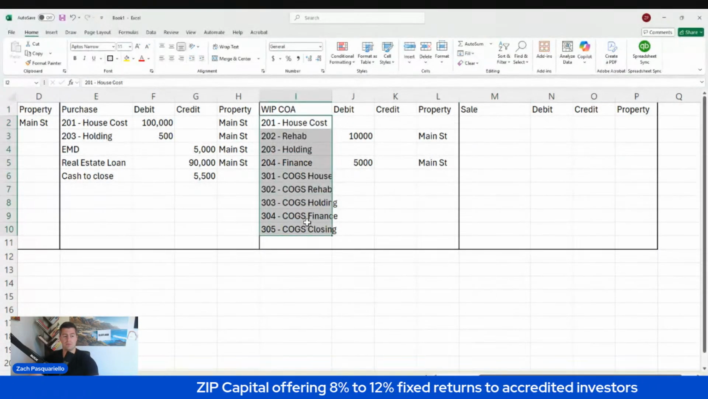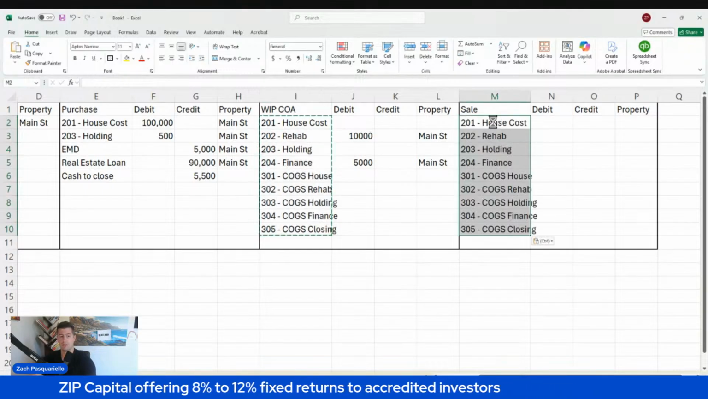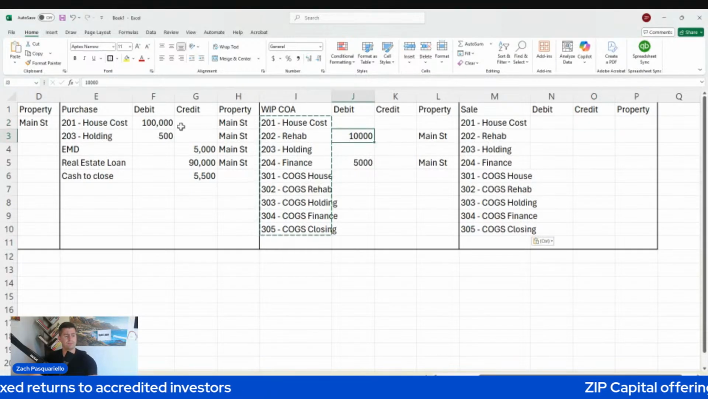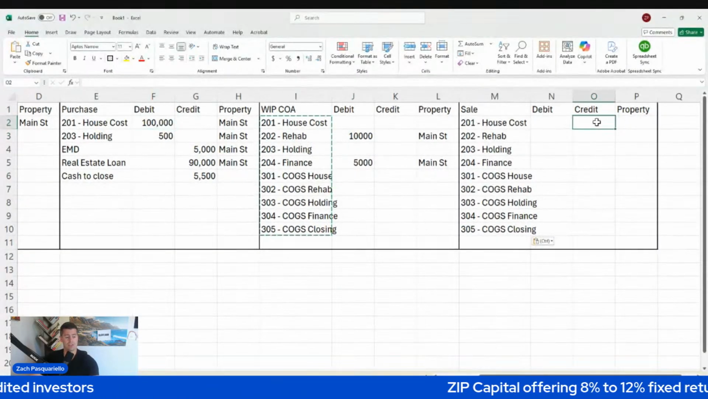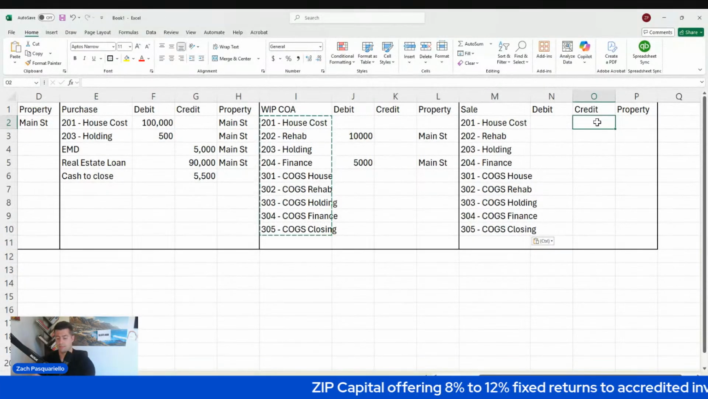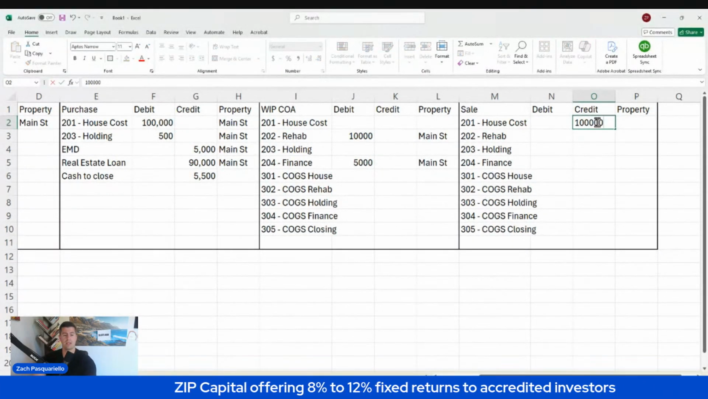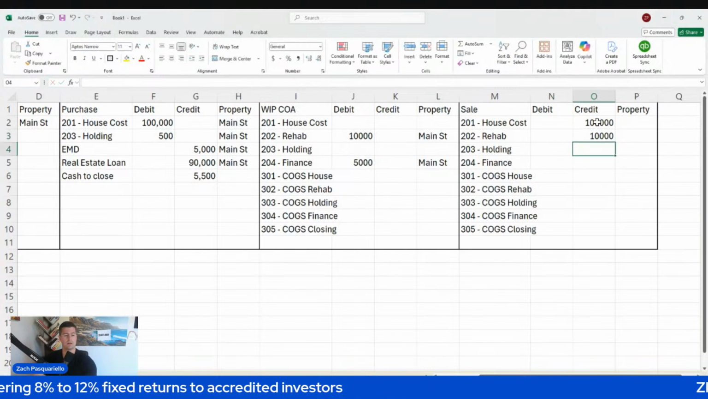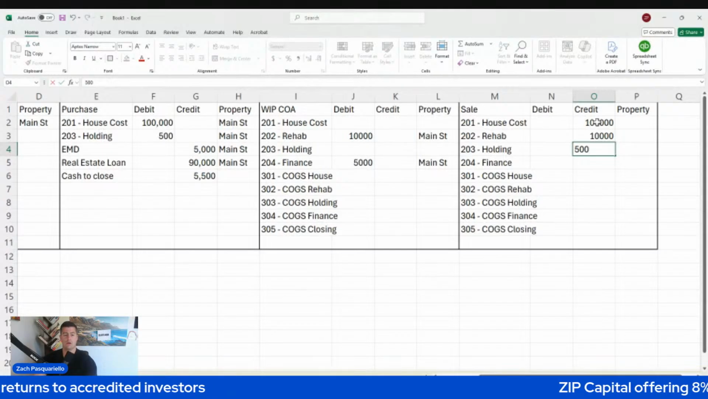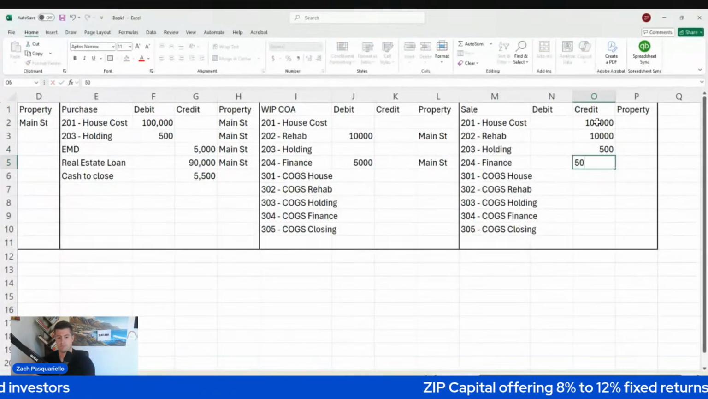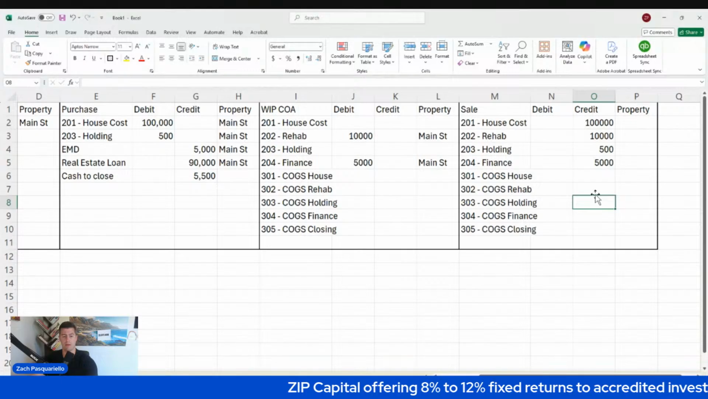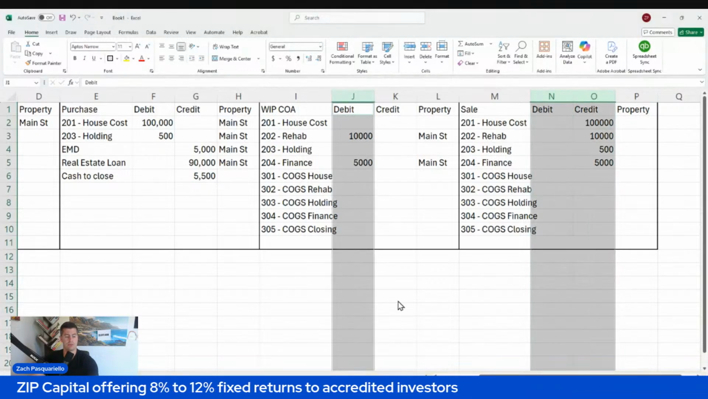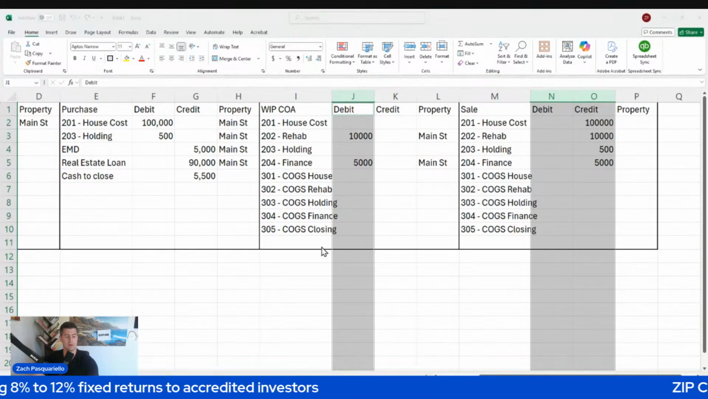So here is where we have all of these. So let's take all of these. So we have the house cost. Remember, we debited the house cost, and so now we need to credit the house cost to move it off of the balance sheet. And then rehab, $10,000. Holding cost, $500. Finance cost, $5,000. Hopefully I'm doing my math right. Let me know if I'm not. Hopefully I am. Let me just format these cells real quick so that I can see the commas.